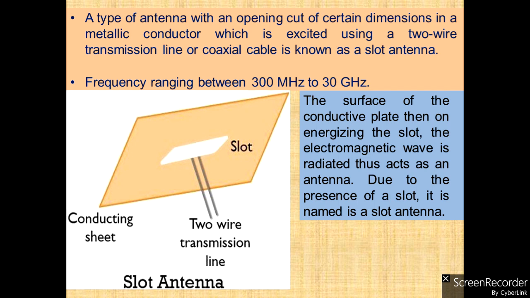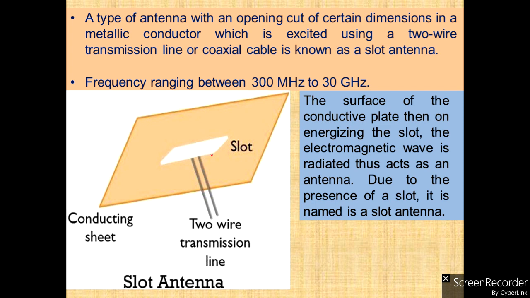So, the name itself is defining, like slot, right? So, what is a slot? Here in the picture, we can see we have a conducting sheet. Right in the conducting sheet, we are just going to make a slot or a hole, and to the ends of that slot, we connect two wires, that is, a transmission line. This will be like a slot, and now this particular slot is made to work as an antenna.